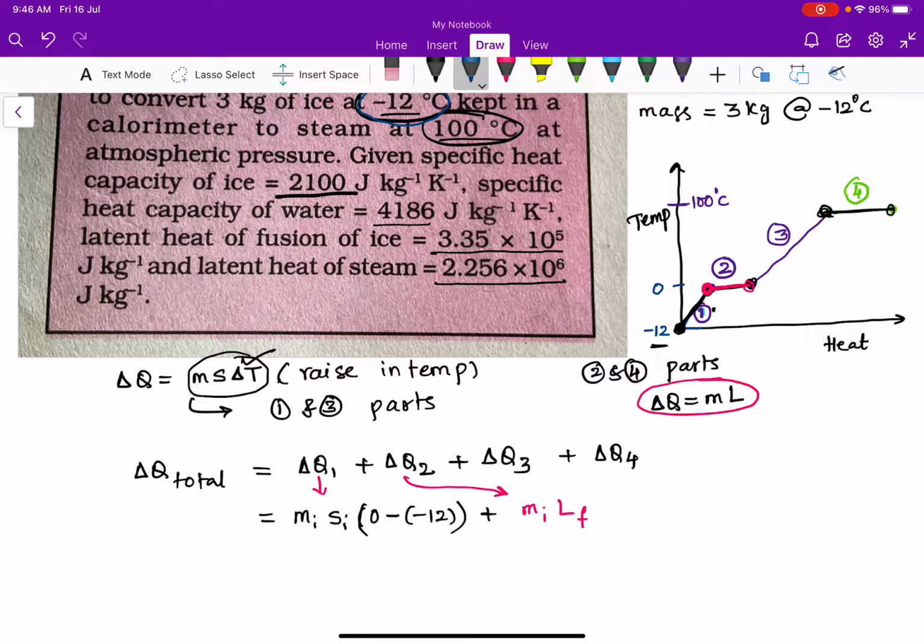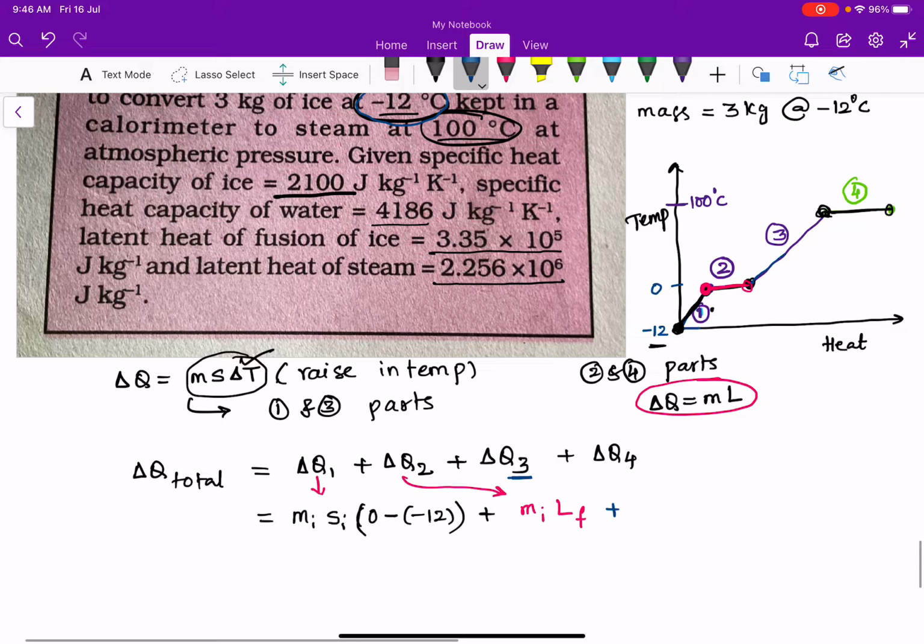Now I am taking delta Q3. In the third part, the temperature is increasing from 0 to 100 degrees Celsius. So the formula associated with change in temperature is again m, mass of the water, specific heat of the water, into delta T. Delta T is final temperature, 100, minus initial temperature, which in this case is 0. This is for the third case, delta Q3.